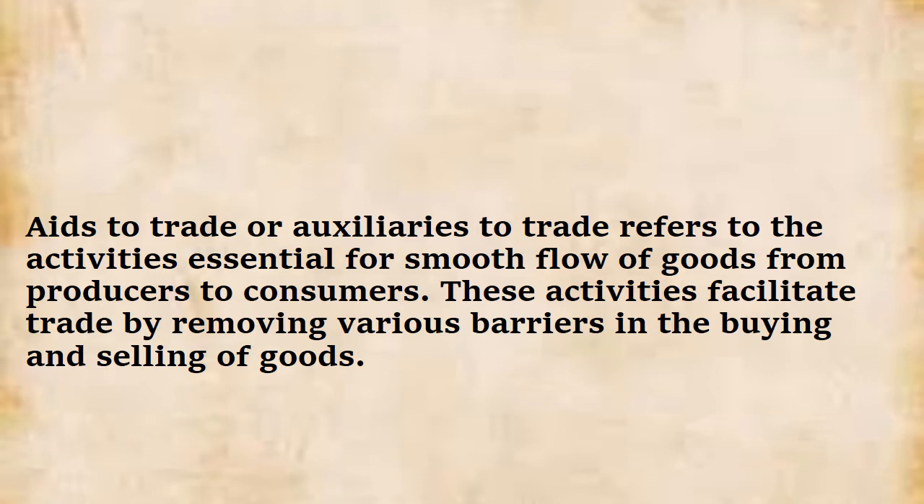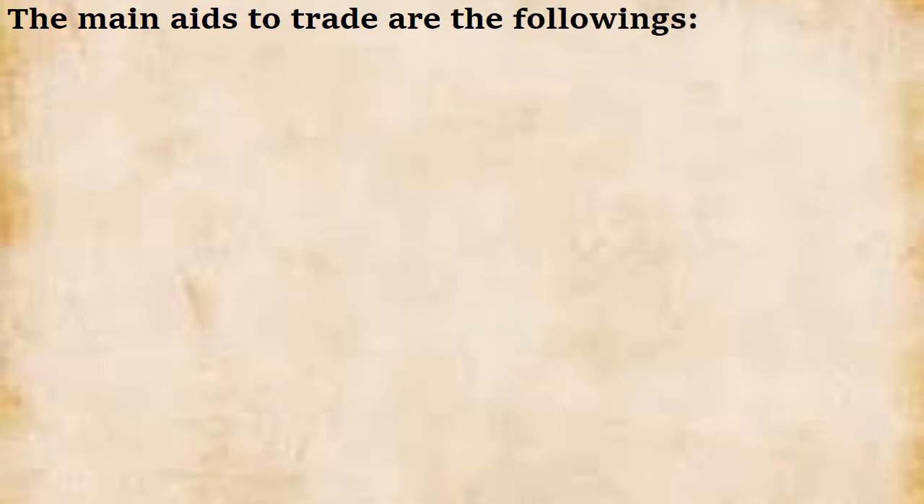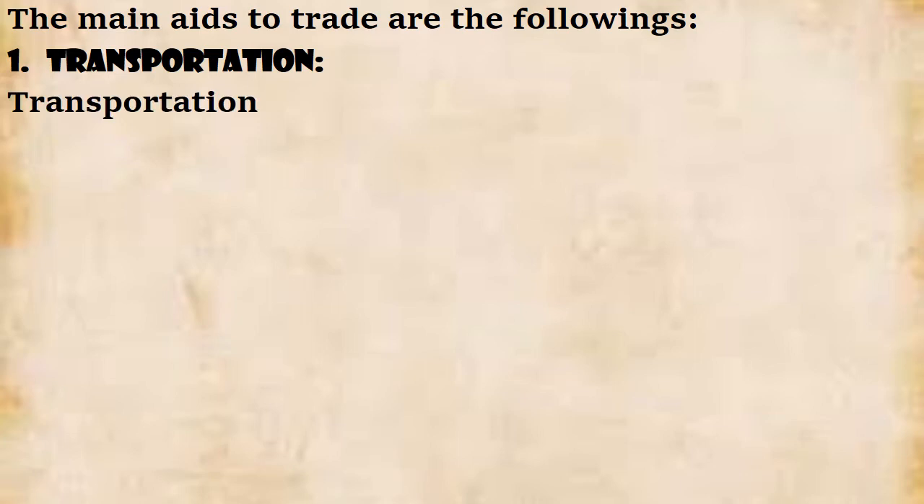And there are various activities involved in aids to trade which help to remove the barriers. Barriers means hindrance or the stoppage that comes between the smooth buying and selling of goods and services. The main aids to trade are the following. The first one is transportation.